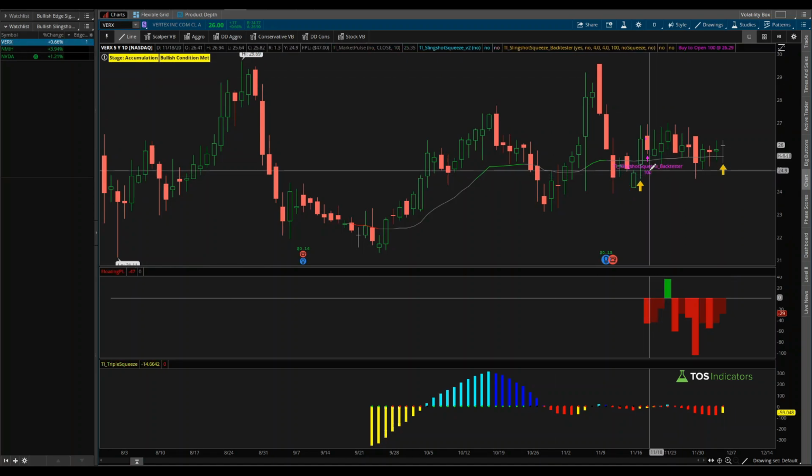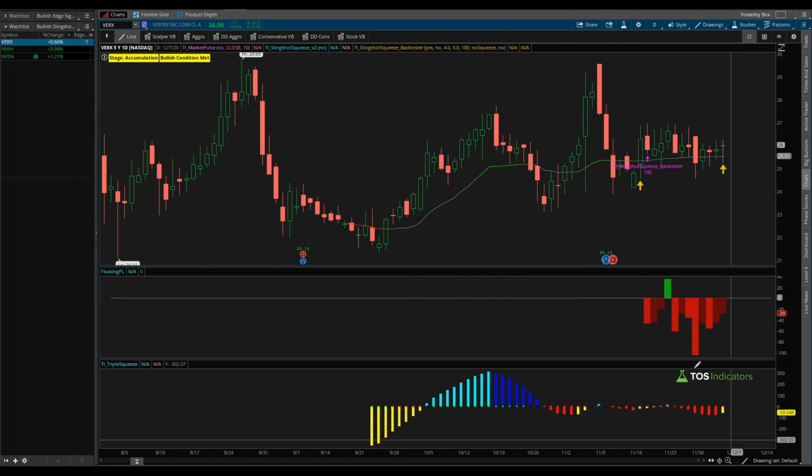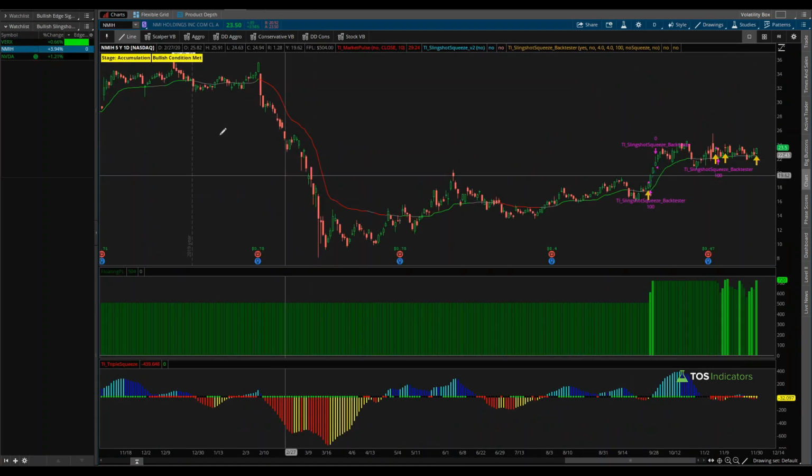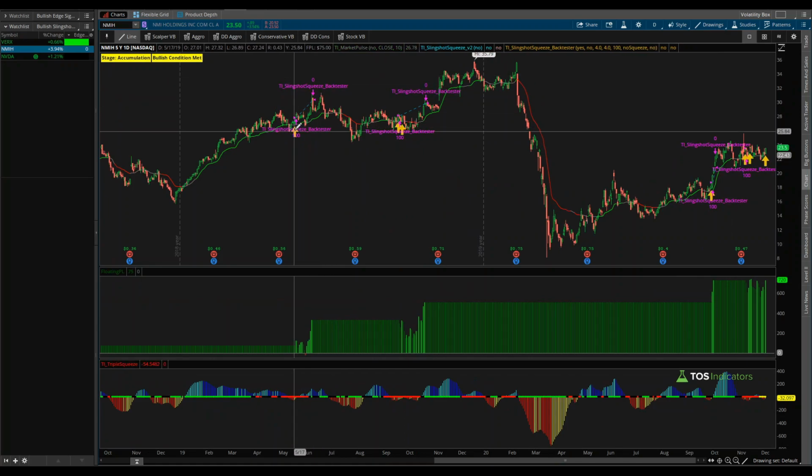Now, looking at VERX, we don't have enough data. We see only just this one trade, so I'm going to skip that. Come down to NMIH, zoom out, take a look at the backtester here. And then so far, we see the P&L is 720.